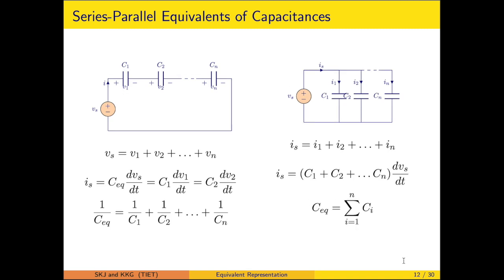Now this is a capacitor case. Again, in case of series arrangement there is a voltage division taking place, and the sum of all the voltages is counterbalanced by the supply voltage. So that particular is the KVL relationship.